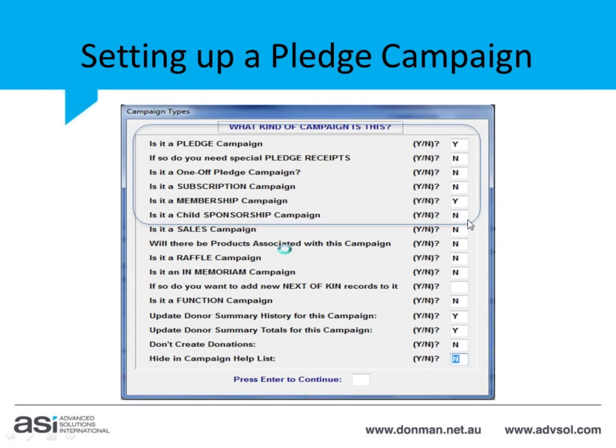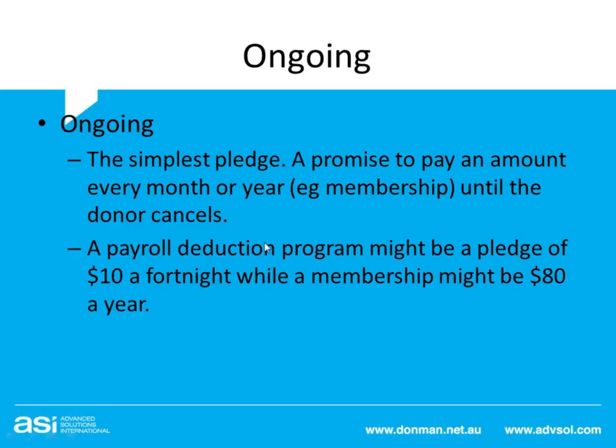So they're all the things that can be part of a pledge, depending on how you set it up. Now, let's look at the first sort of pledge, which is the simple ongoing pledge. A promise to pay an amount every month or year, e.g. membership, until the donor cancels. A payroll deduction program might be a pledge of $10 a fortnight, or the membership might be $80 a year.